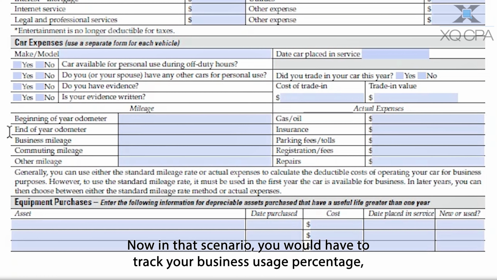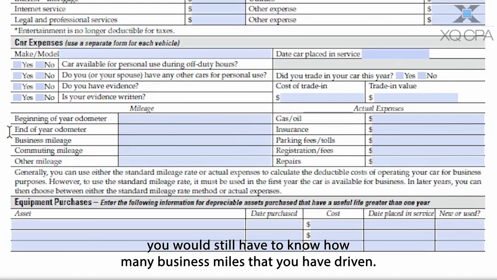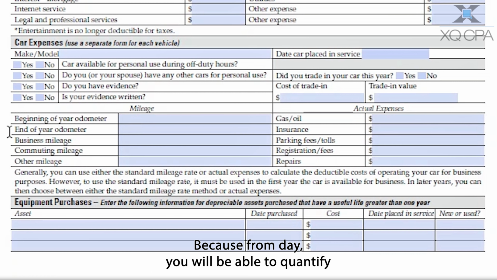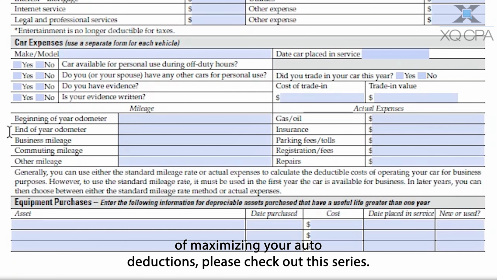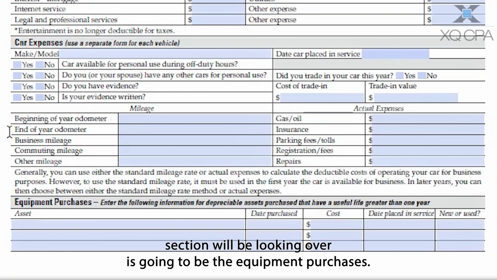Now, in that scenario, you would have to track your business usage percentage, meaning even if you are recording your actual expenses, you would still have to know how many business miles you have driven, because from there, you will be able to quantify the percentage of deduction that you're eligible to take as your car expenses. If you need to refer to different ways of maximizing your auto deductions, please check out this series. So the last section we'll be looking over is going to be the equipment purchases.